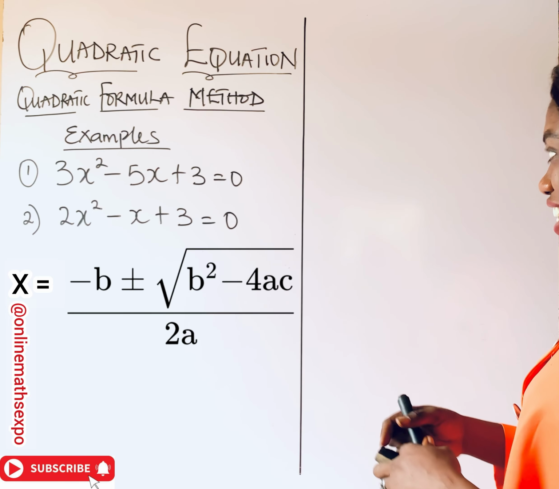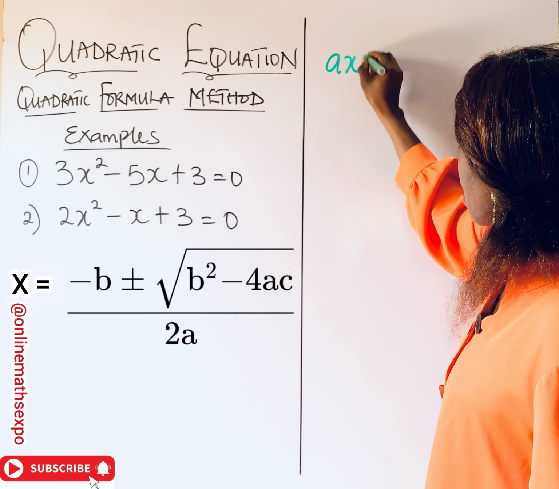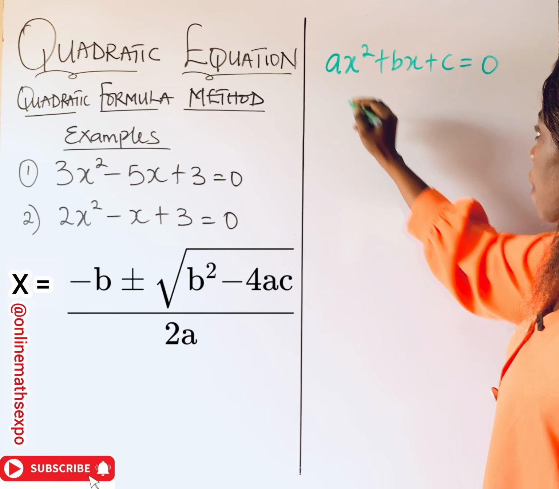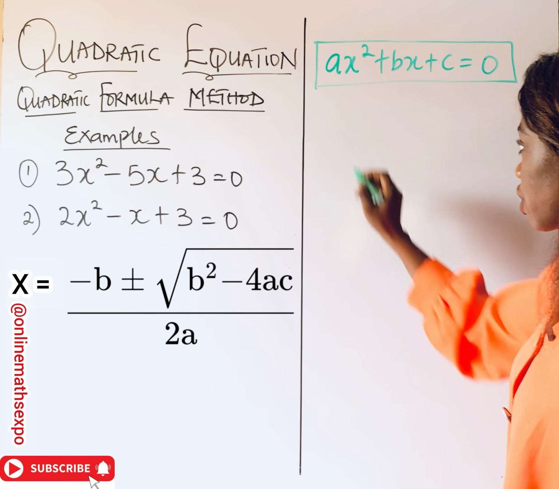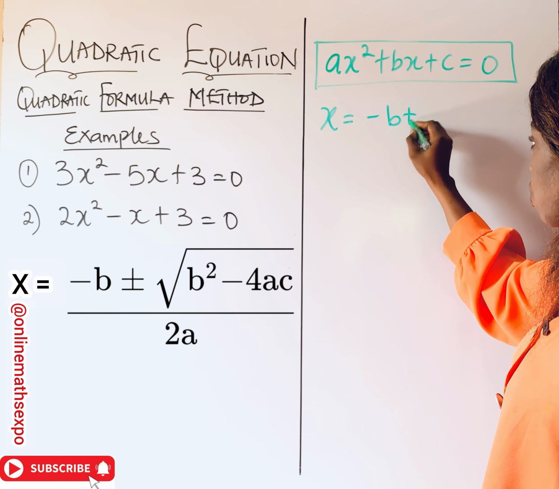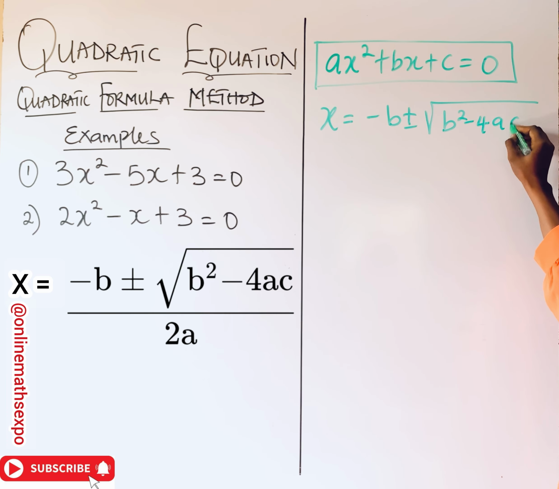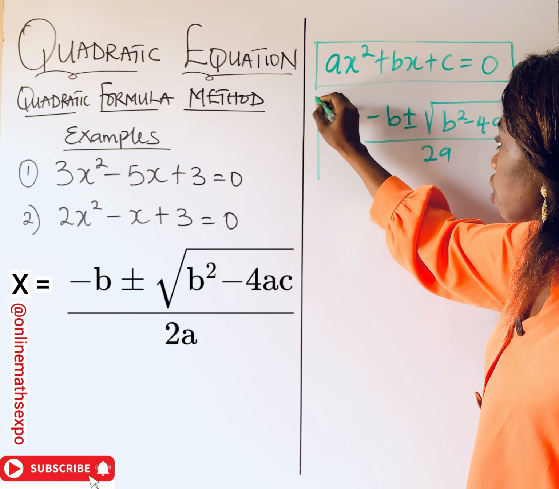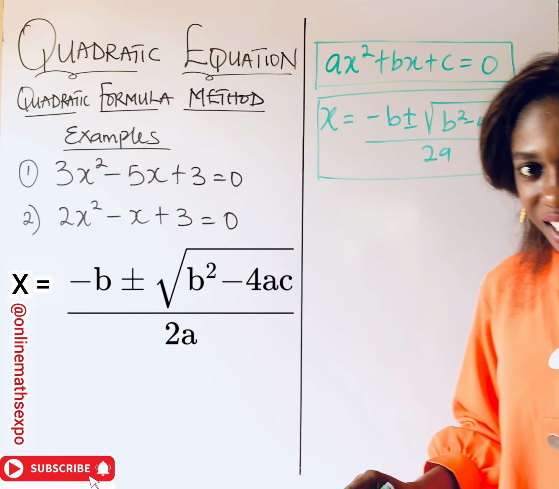If you have a general quadratic equation, ax squared plus bx plus c equal to 0, we said from this equation we generated the formula, which is x is equal to negative b plus or minus square root of b squared minus 4ac all over 2a. We are going to talk more on how this formula was generated when we come to completing the squares.